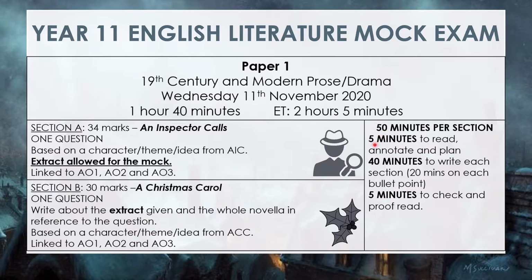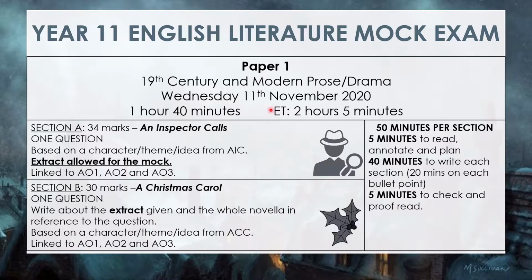We're recommending you spend 5 minutes to read, annotate and plan, because you're going to have extracts to look at, and 40 minutes to write each section, maybe 20 minutes on each bullet point or 15 minutes on each paragraph, something like that. And then 5 minutes to check and proofread. Even though there aren't any spag marks for this exam, it's still really useful to proofread to make sure that everything makes sense and you haven't missed an 'and' out or missed 'had' or something silly like that.